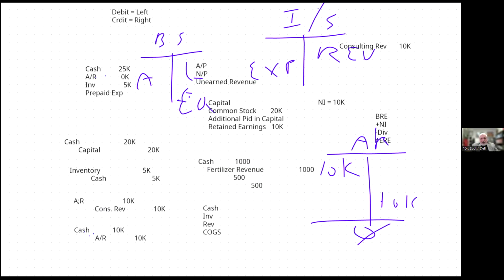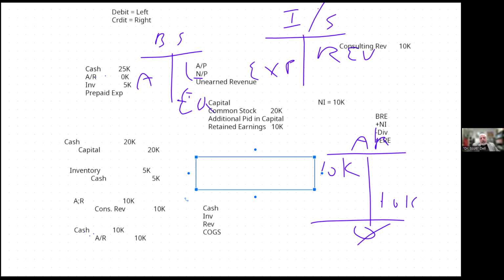But we didn't make $1,000 on this deal. We made $500 because we had $500 in expenses, which we are going to debit the expense and credit the inventory. We're going to reduce the inventory by 500. So let's do that. I'm going to go back in and take my cost of goods sold as a debit, and I'm going to credit my inventory.